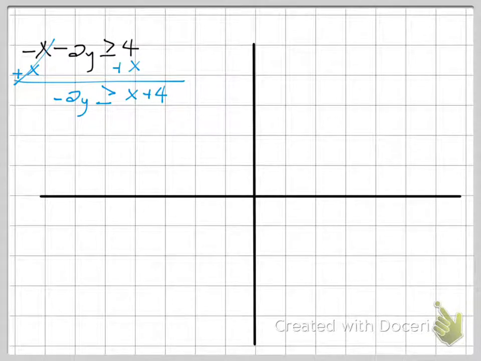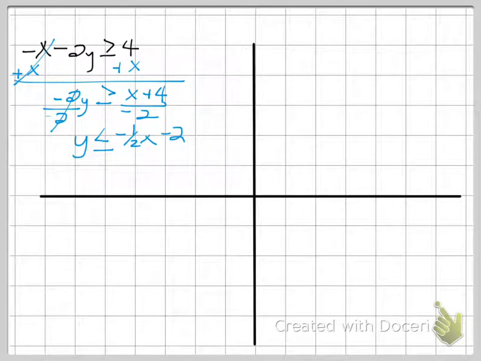Now I got to get y by itself, so I'm going to go ahead and divide both sides by negative 2. So that's going to leave me with y is, watch the sign flip here, less than or equal to. I flipped the sign because I divided by that negative 2. And that's going to be the same thing as negative 1/2 x minus 2. So there's our inequality that we can go ahead and start graphing.